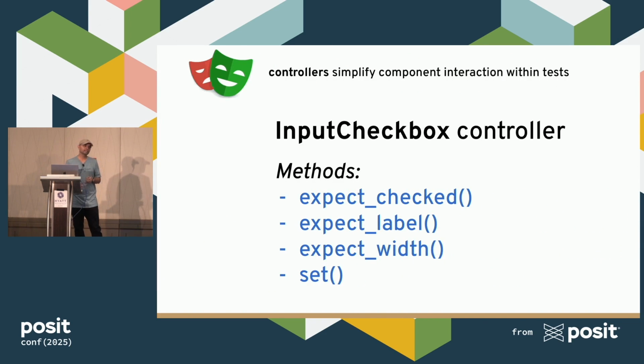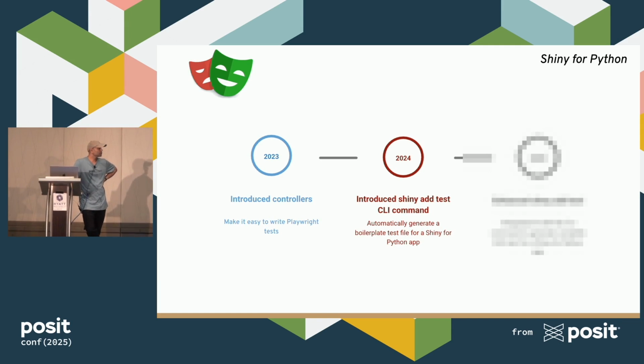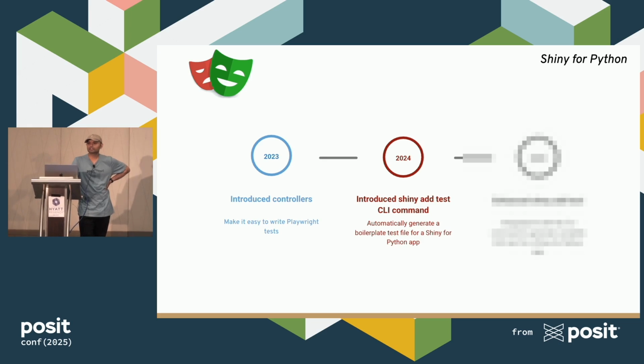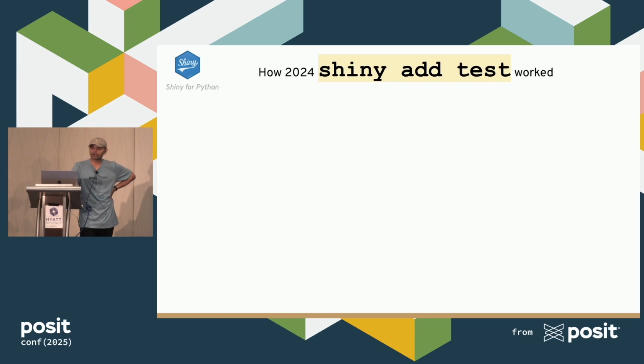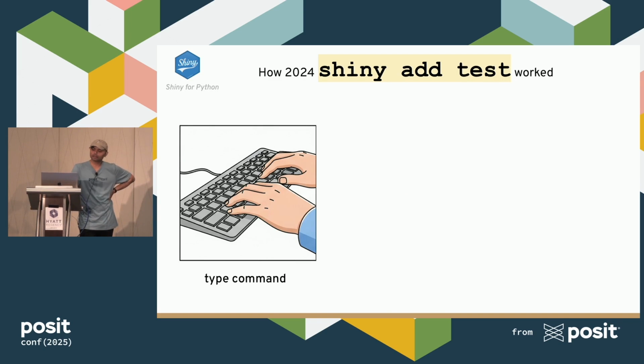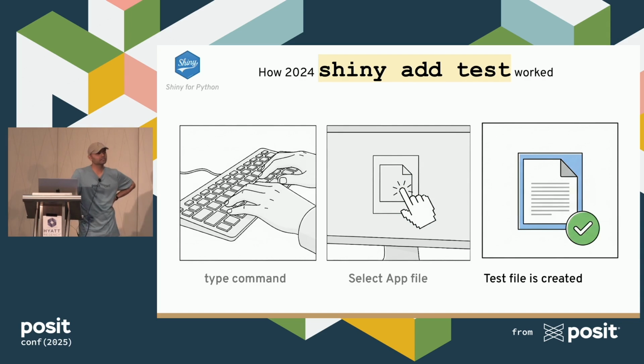If you look at the controller for an input checkbox, this is how it looks. We expose all the methods that you might physically want to use when testing the component in your Shiny app. So in 2024, we added the concept of Shiny Add Test. Shiny Add Test is a CLI command that allows people to get started with their first test. How does the command work? You type the command in your terminal, select the app file that you want the test to be generated for, and then your test is created.